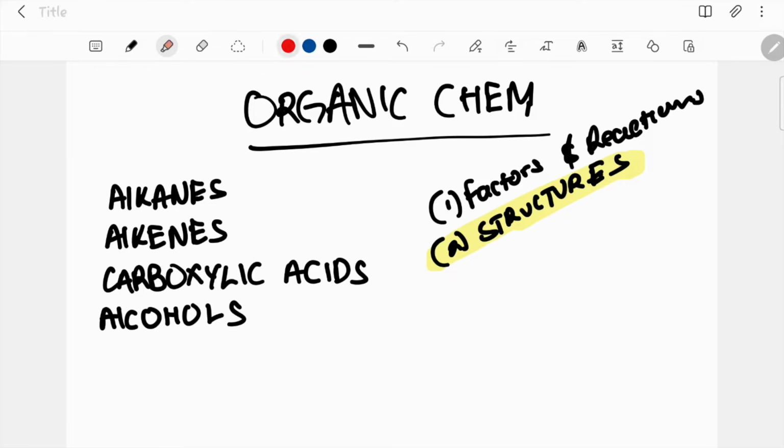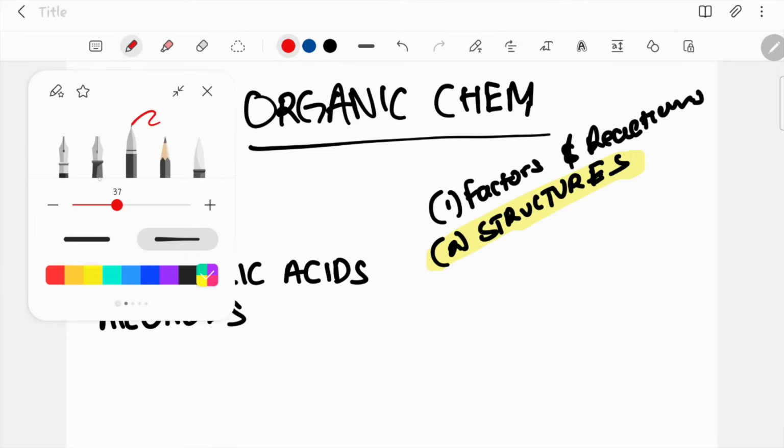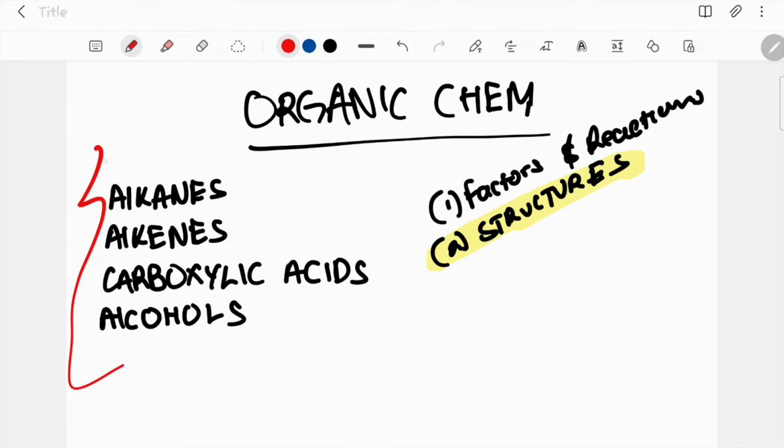Let's first of all learn how to draw each of the following, and then work our way up there. Because the thing is, with these factors and reactions, you have notes, you just revise them. There's not a lot to explain. You have to cram them. For this topic right here, you got to cram. You have to cram the different reactions, the different temperatures, so on and so forth. I cannot help you with that. But what I can help you with is the structures. I'm going to teach you how to draw any structure.